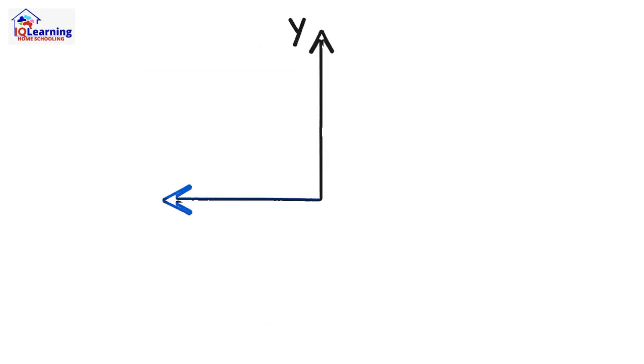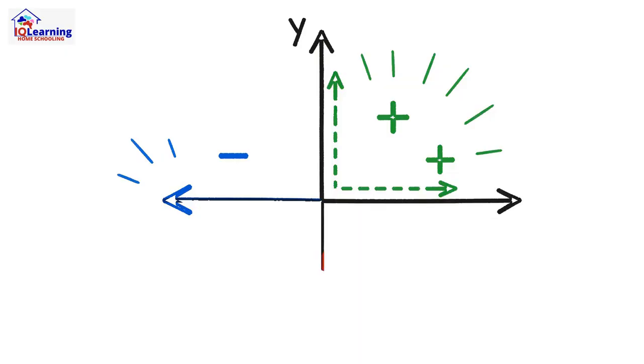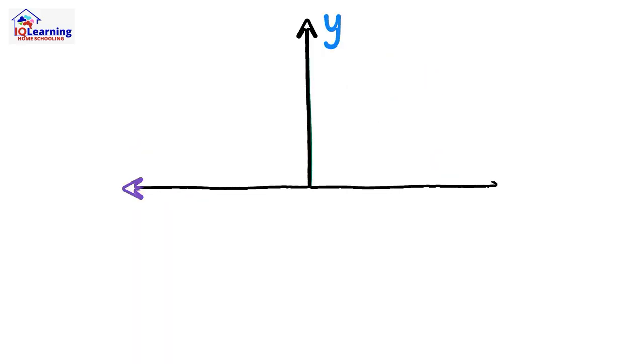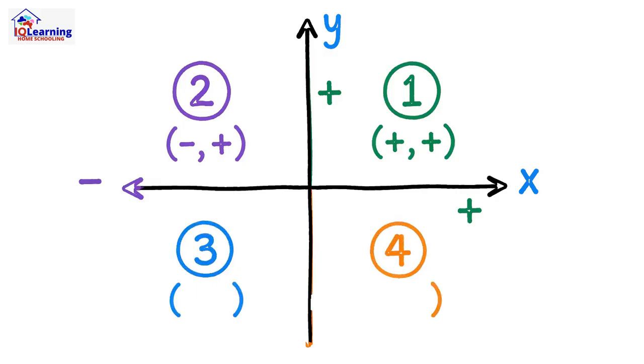Quadrant 1, top right, is the positive zone you might know. But go left and x becomes negative. Go down and y becomes negative. Quadrant 2 is negative, positive. Quadrant 3 is negative, negative. And quadrant 4 is positive, negative.